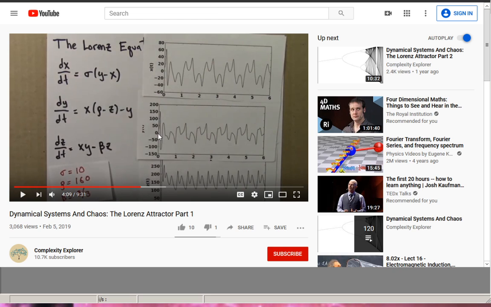So we could say there's a fundamental frequency and a harmonic. And looking at this top equation, it looks like there's only a couple of harmonics in there.